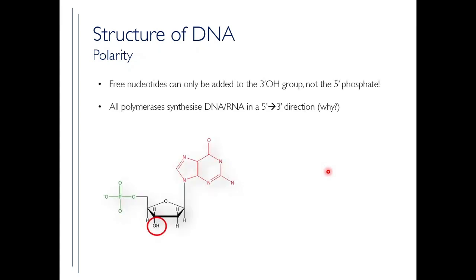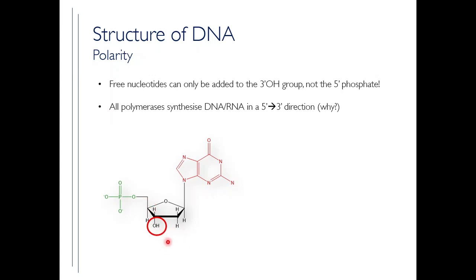So we're going to talk about polarity a bit more. As I mentioned, we can only add nucleotides to the 3' hydroxyl group, on the 3' carbon of the sugar. We cannot add a nucleotide to the phosphate group here, or the 5' carbon, and polymerize in the other direction. We have to go 5' to 3'. We can only add to the 3' hydroxyl group.